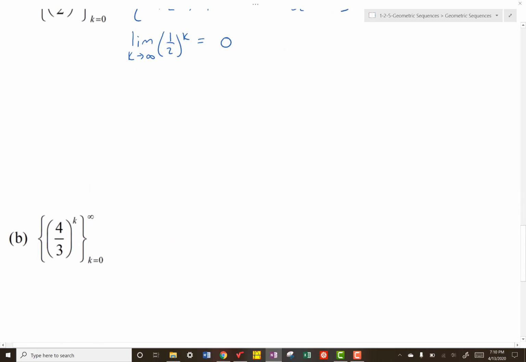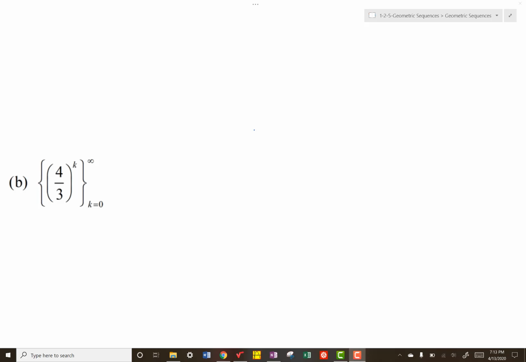Another example of this real quick, 4/3 to the k. All right, so this next example, we got the sequence 4/3 quantity to the k. In this case, it would tell us that a is 1 and r is 4/3, right? So therefore, ar to the k is going to be 1 times 4/3 to the k. That's exactly what we got, 4/3 to the k.